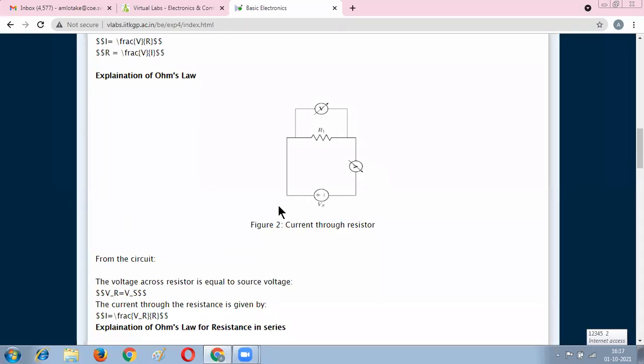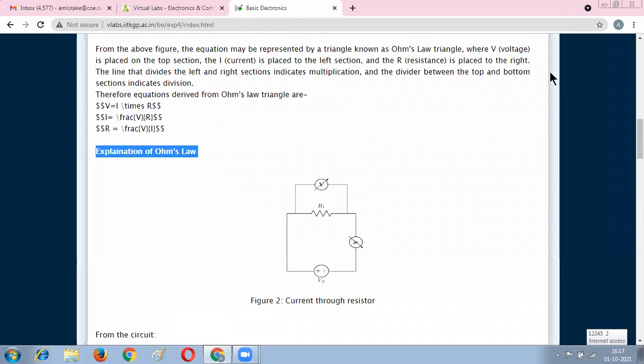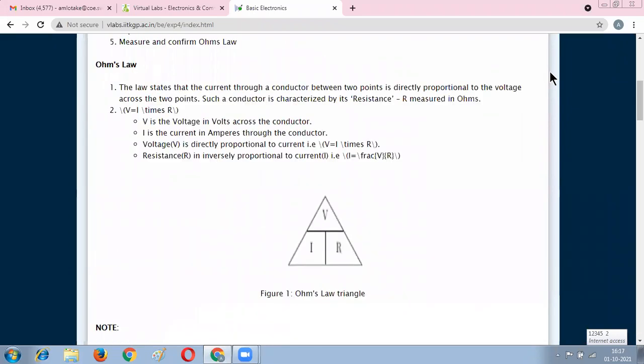Okay, and we are going to see how the current behaves as you increase the voltage. So that gives the relationship between voltage and current, which we are going to see. So we will see the first part now. That is the theory related to Ohm's law.